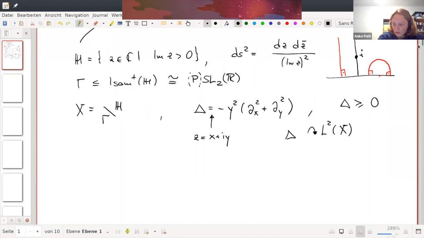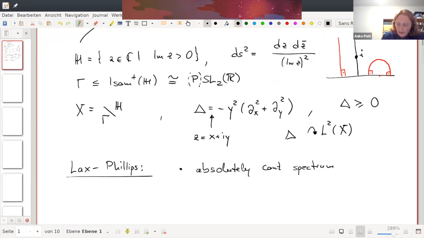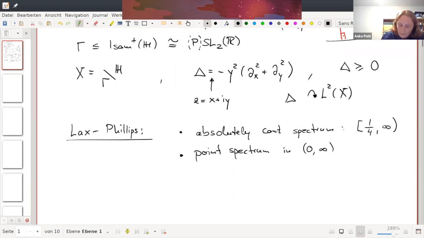So what we want to know is, what can we say about the spectrum here? What is well known for quite a long time is a result by Lax and Phillips, which says that the spectrum decomposes into an absolutely continuous spectrum. The absolutely continuous spectrum is, as expected, starting at 1/4, going up to infinity. There might be point spectrum. It's a positive operator, so the point spectrum is in zero to infinity. And we may have embedded L2 eigenvalues. We will now take care mostly of the point spectrum.